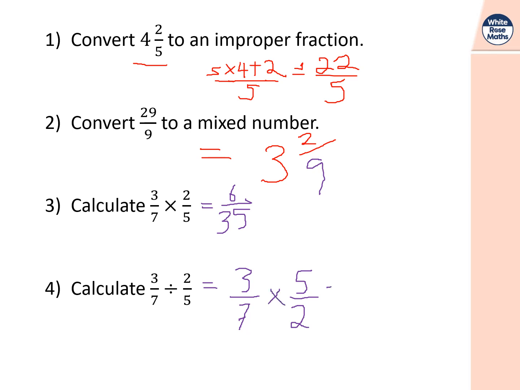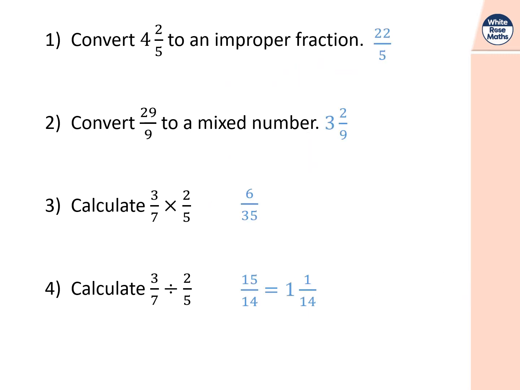So now I do 3 times 5, which is 15, and 7 times 2, which is 14. So it's 15/14. That's what I call an improper fraction. So as a mixed number, it will be 1 whole and 1/14, because 14 goes into 15 once with the remainder of 1. So the remainder is written as a fraction out of 14. That's my answer for question number 4, guys.